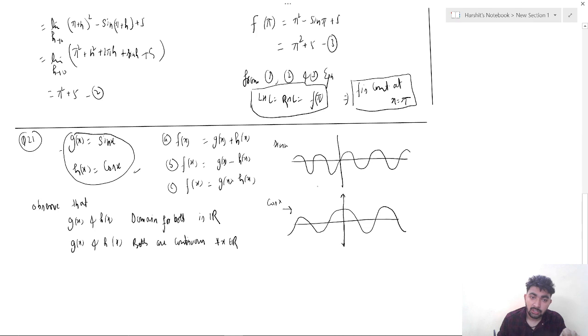Hence their addition is also continuous for all x belongs to R, their difference is also continuous for all x belongs to R, and their product is also continuous for all x belongs to R. Why so? Because the domain of their sum, sin x plus cos x, is also R, since it is defined for each x. The domain of g of x minus h of x is also complete R, and the product's domain is also complete R. Hence, by using the algebra of continuity, we can prove that the function is continuous for all x belongs to R. I hope you understand this.